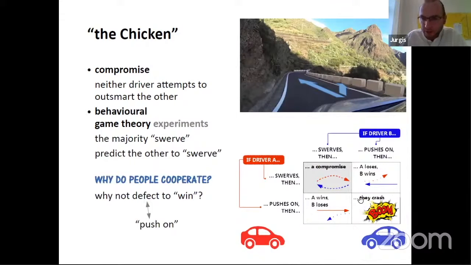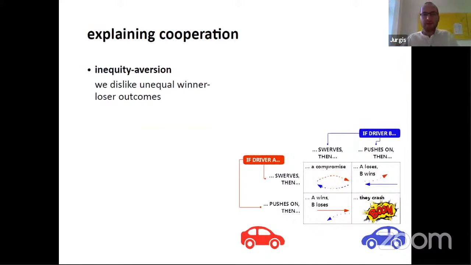Why people opt for this cooperative compromise, which is mutually beneficial, but which is worse than they can earn for themselves if they were to defect, if they were to push on, or in other words, why don't many people defect when they predict the other to swerve, is an ongoing debate. Some theories suggest that we tacitly cooperate with others because we dislike unequal winner-loser outcomes. So we prefer, when we interact with others, outcomes that are equal for us than to outcomes that are unequal.